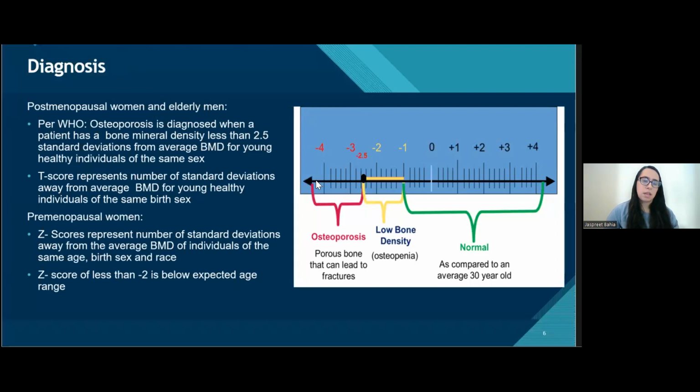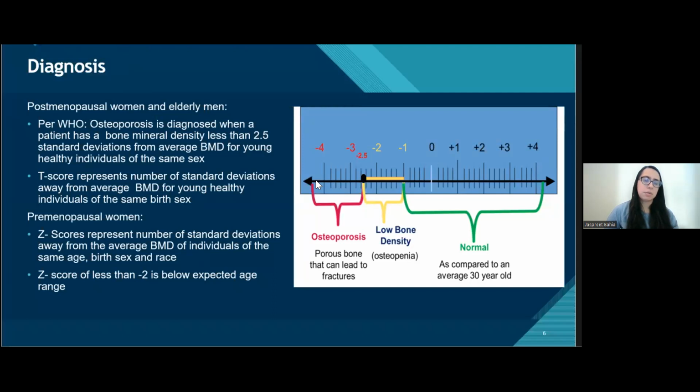A note about T-score: it's been really well studied and well defined in postmenopausal cis females. It hasn't been well studied or well defined for cis men and members of the trans community. So more research needs to be done in that area.